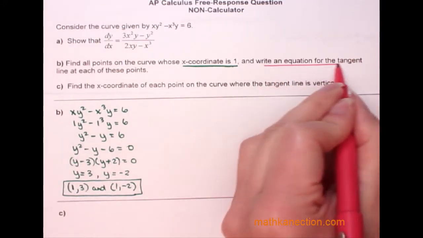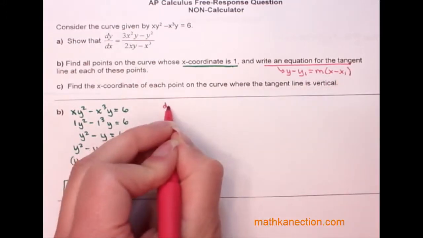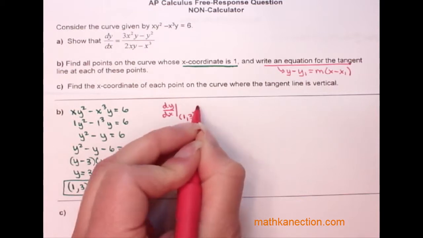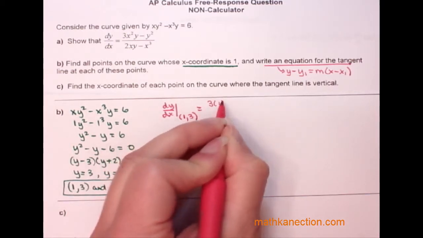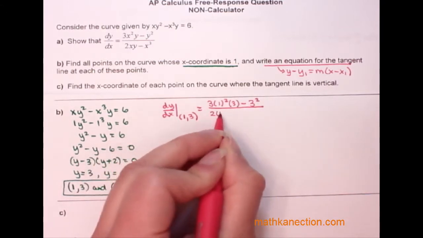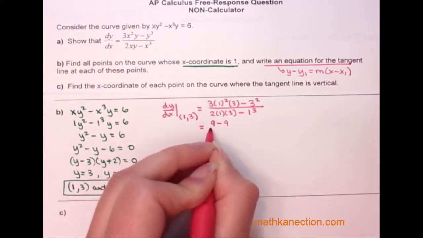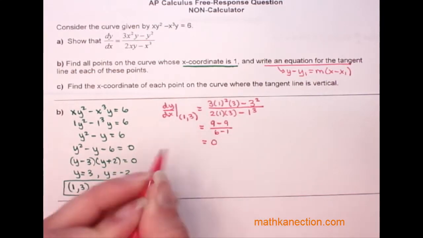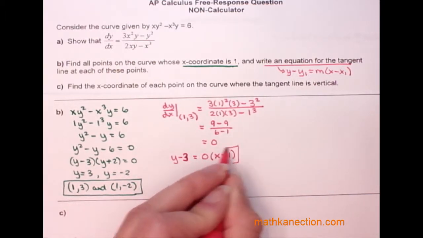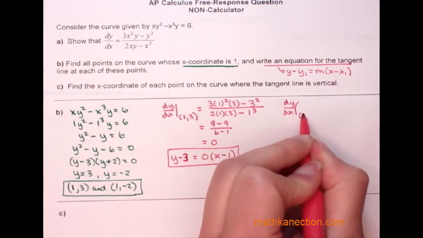To write the equation for the tangent line, we need to use y minus y1 is equal to m times x minus x1, so we'll need the slope. So taking dy/dx at that point, (1, 3), substituting in the value of 1 for x and 3 for y into dy/dx. Simplifying, we get 9 minus 9 over 6 minus 1, which is equal to 0. So the equation of the tangent line is y minus 3 is equal to 0 times the quantity x minus 1.